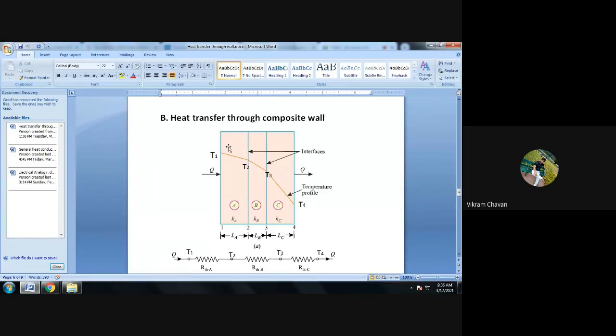Let us consider that the wall surface A is maintained at a temperature T1 degrees Celsius, which is higher than the other temperatures. Here we are going to consider that T1 is greater than T2, T2 is greater than T3, and T3 is greater than T4. T1 and T4 are the surface temperatures which are exposed to the environment.